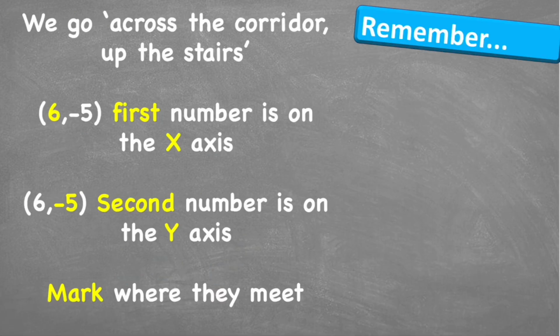There we go, that's everything you need to know about plotting coordinates on a graph. Things to remember, we always go across the corridor before we go up the stairs, meaning we go across the x-axis before we go up the stairs. The first number in the coordinate is on the x-axis, and the second number in the coordinate is on the y-axis. And then we just mark where they meet.